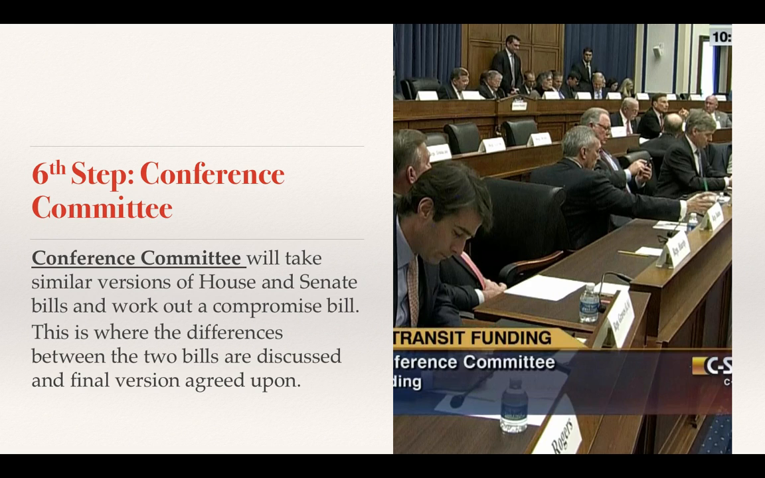The sixth step is a conference committee. The conference committee will take similar versions of the House and Senate bills and work out a compromise bill. This is where the differences between the two bills are discussed and a final version agreed upon. So this is probably the most important step. If the bill has made it this far, it has a likelihood of passing, but the bill will most likely not look the same as it once had, because compromises happen at this step. But this is the final step that will happen in Congress.